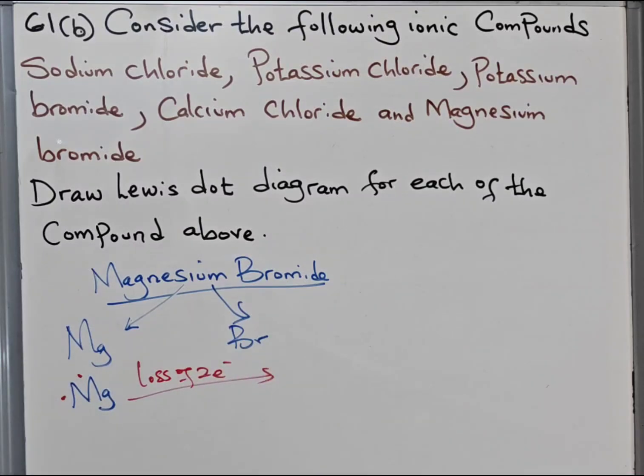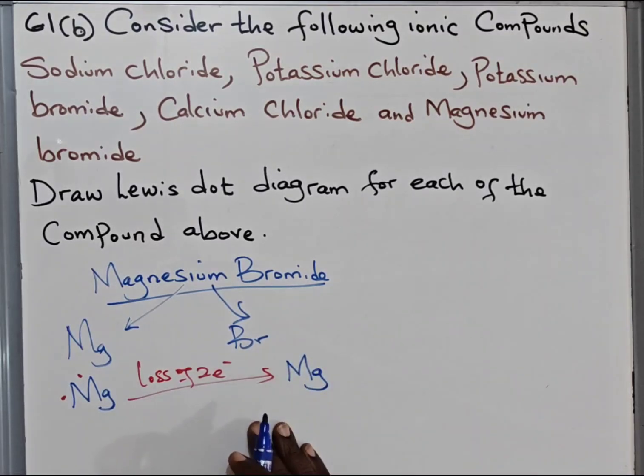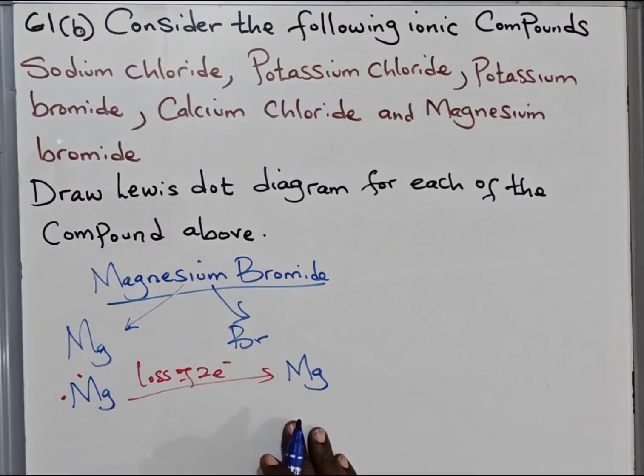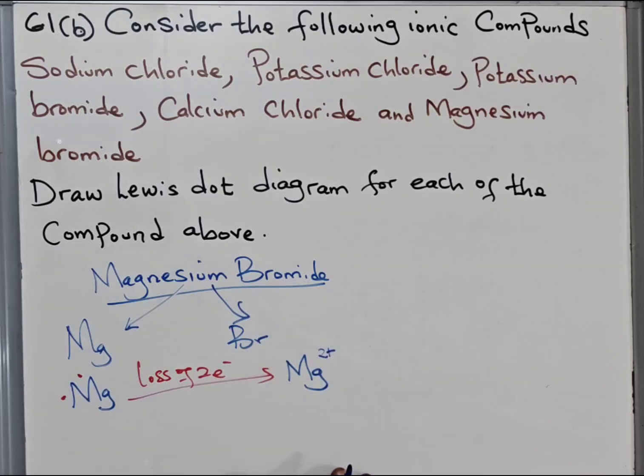After loss of 2 electrons, what are we going to have? We are going to have Mg, which is our magnesium symbol. But after loss of 2 electrons, it became positive, and it lost 2, so the charge is 2 plus. Then next is going to be our bromine. Bromine belongs to group 17 with 7 valence electrons around it, which we can indicate as 1, 2, 3, 4, 5, 6, 7.